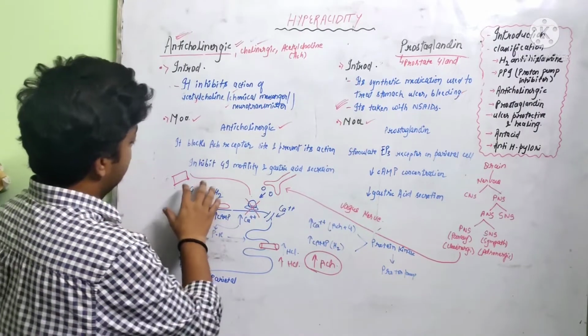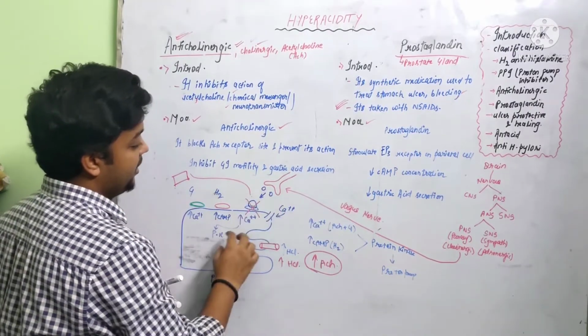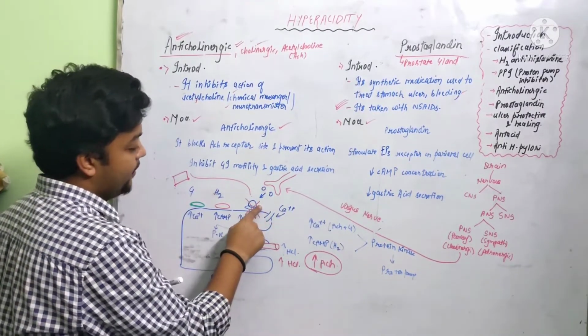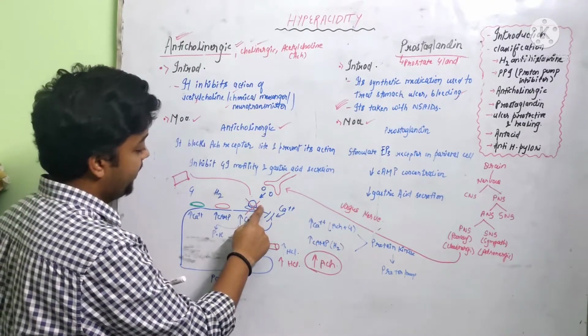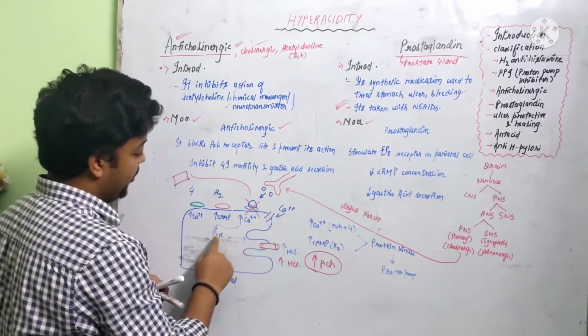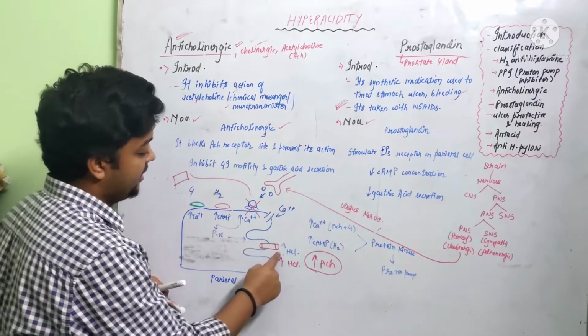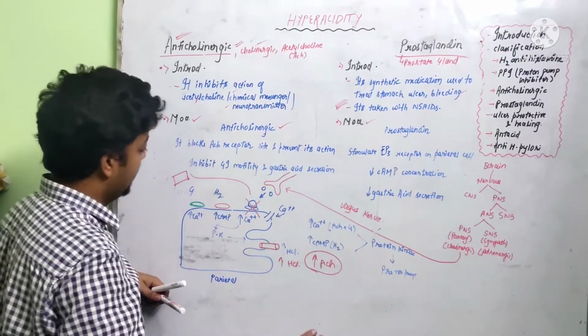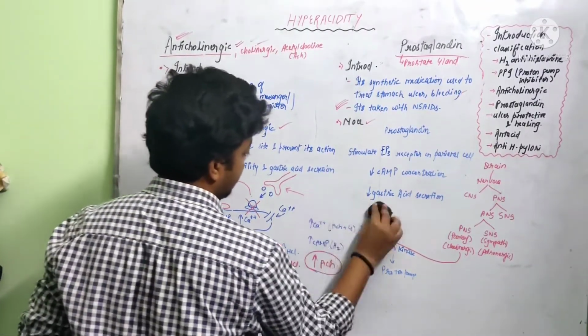So once the anticholinergic blocks the receptors, definitely the acetylcholine released here will not bind to the receptors of ACH, okay, and there will be no calcium influx, no activation of protein kinase enzyme, and the amount of HCl will be decreased in the stomach lumen, right guys?